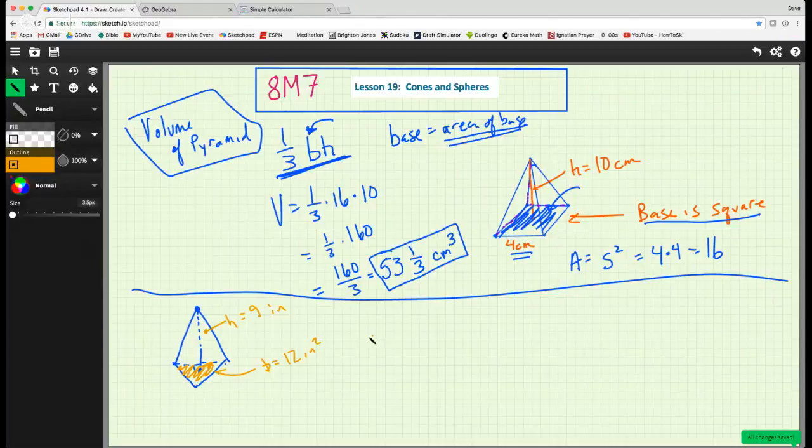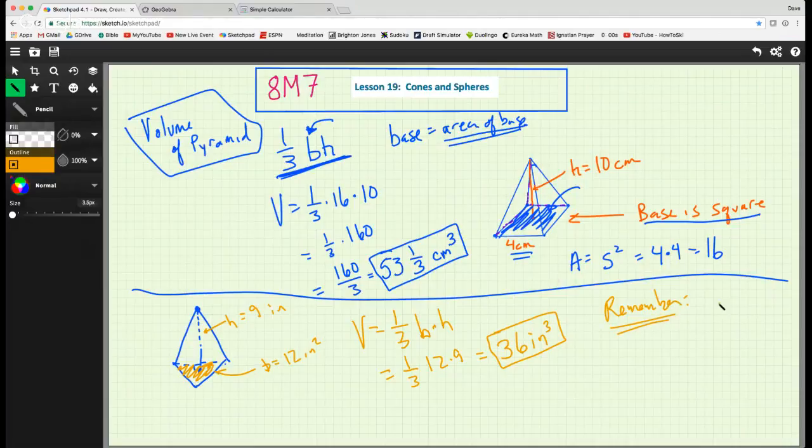So now I can just say the volume is equal to 1/3 of base times height, which is equal to 1/3 of 12 times 9, which is equal to, well, 1/3 of 12 is 4. 4 times 9 is 36. So 36 inches cubed.